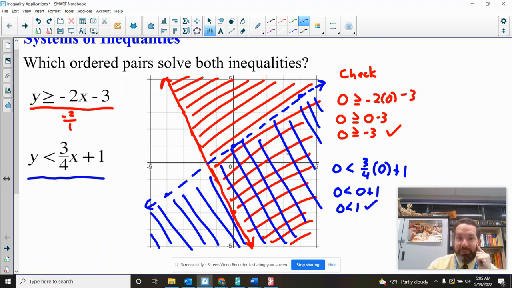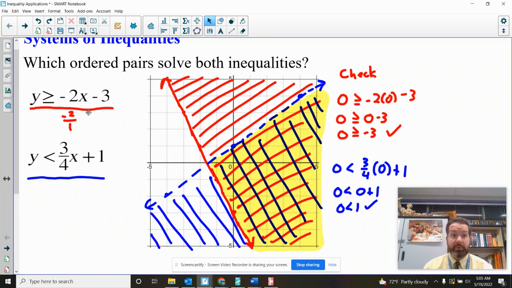But then we have this section where they overlap. That's where we find the ordered pairs that solve both of them at the same time. So I'm going to give this region a little highlight. All these ordered pairs make both inequalities true. We actually saw that with our test check, right? We chose the ordered pair, the origin, 0, 0, and it made the red one true. It made the blue one true. It solves the system because it makes both inequalities true at the same time.